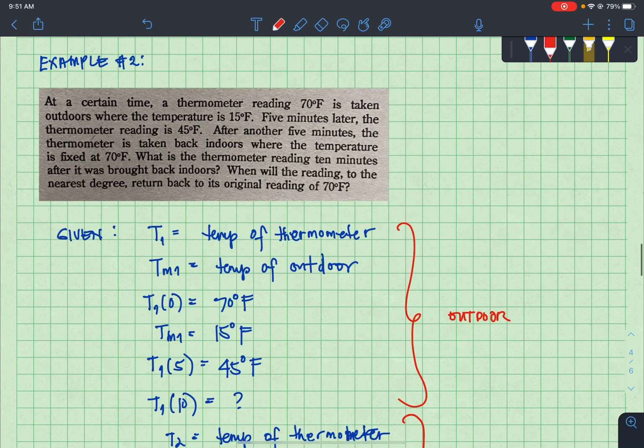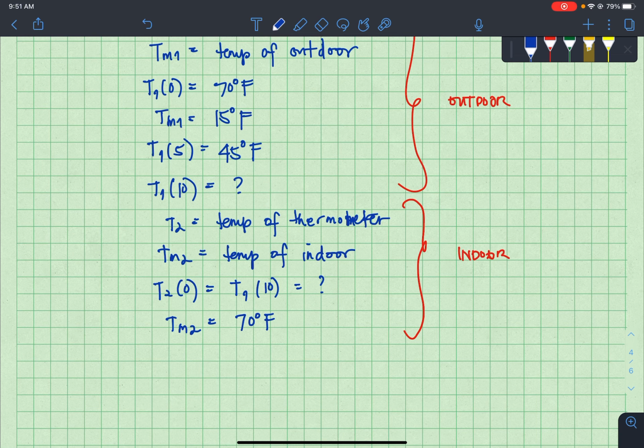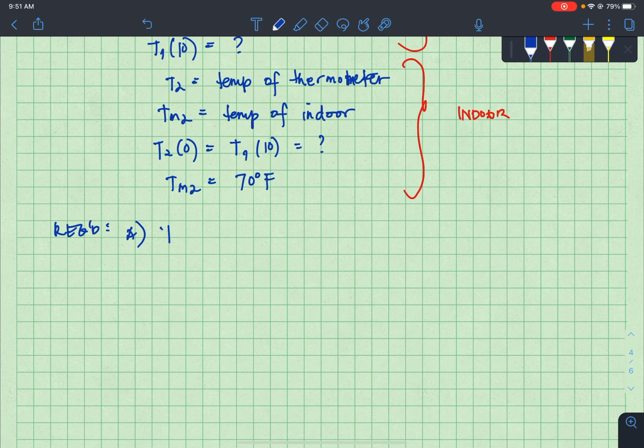So the first question is, what's the thermometer reading 10 minutes after it was brought back indoors? So for our required, that is T2 of 10. Ten minutes after it was brought back indoors, what would be that temperature?